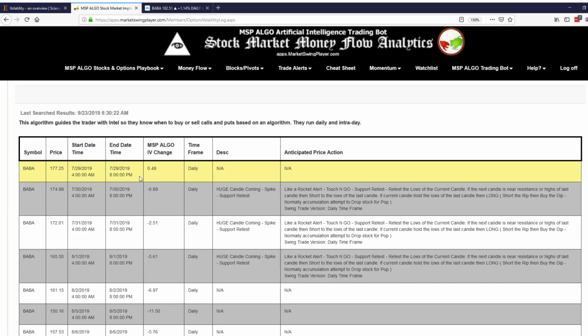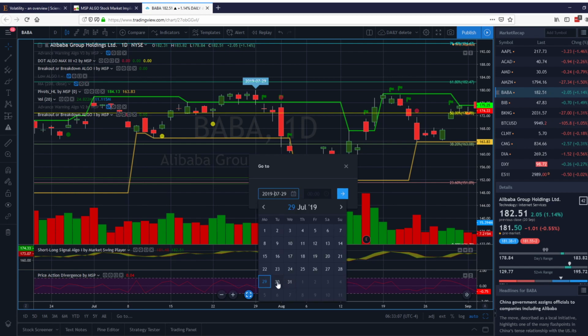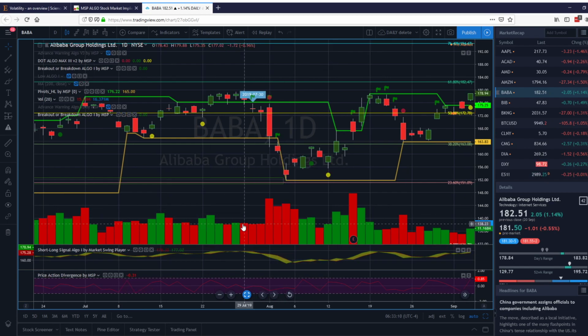So we could see the date is the 29th, and we didn't have an alert there, so we had one on the 30th. So we know that if the alert came out on the 30th, the market was closed. So we know that this is when the market opened, right? And we know that it's short the rip. But in this particular scenario, price didn't open up near resistance. So we know it's retesting support for that day.